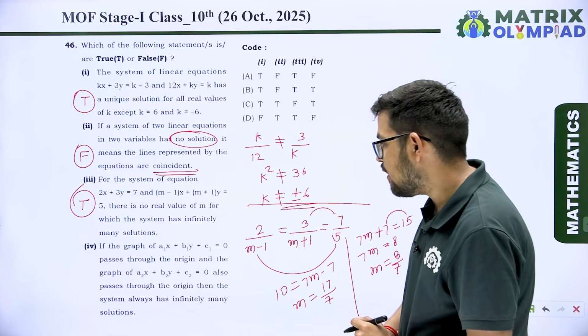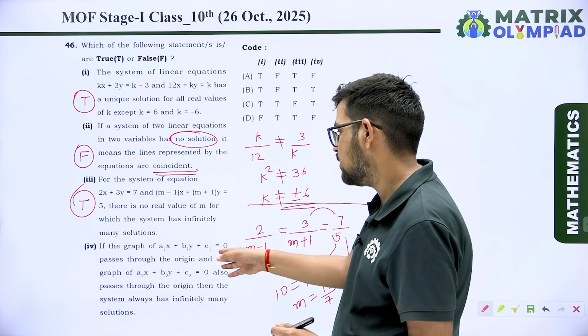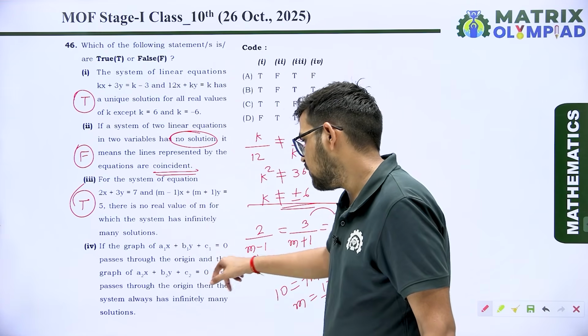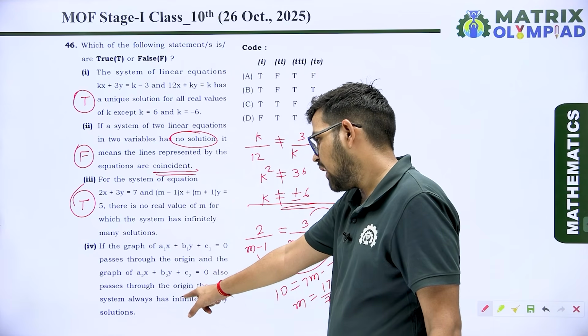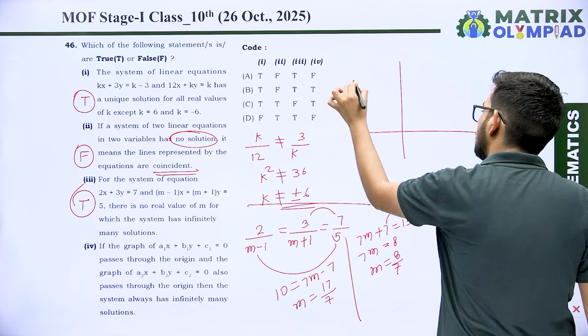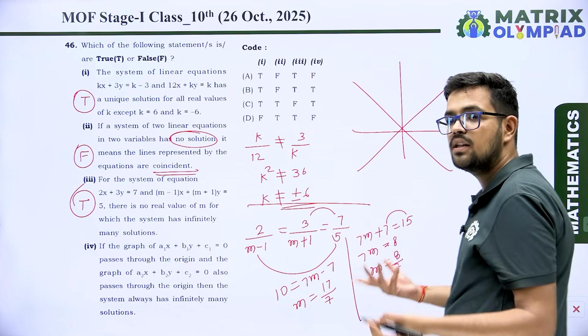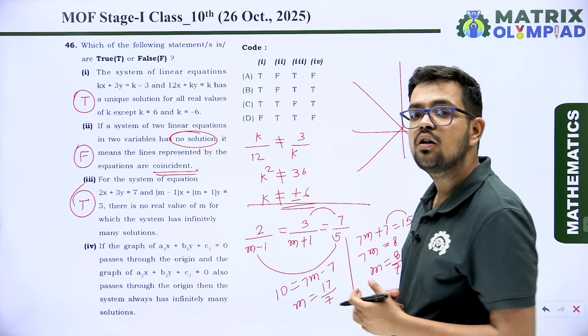Fourth one: the graph of a1x plus b1y plus c1 equals 0 passes through the origin, and the graph of the other one also passes through the origin. Then the system always has infinitely many solutions. If two equations are passing through the origin, it means they may be intersecting or they may be coincident.